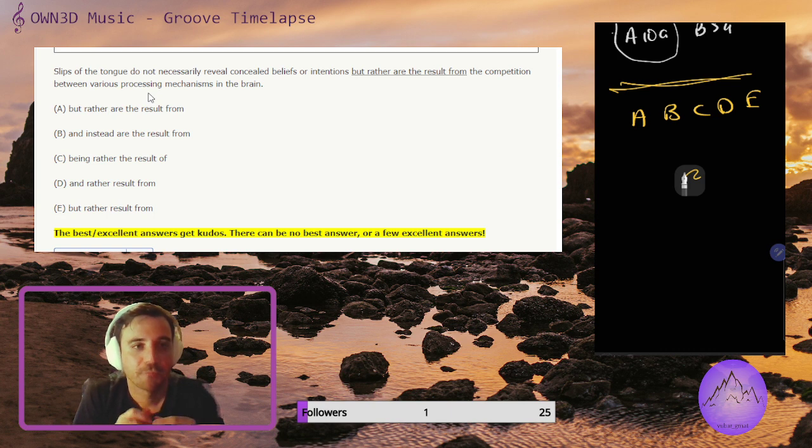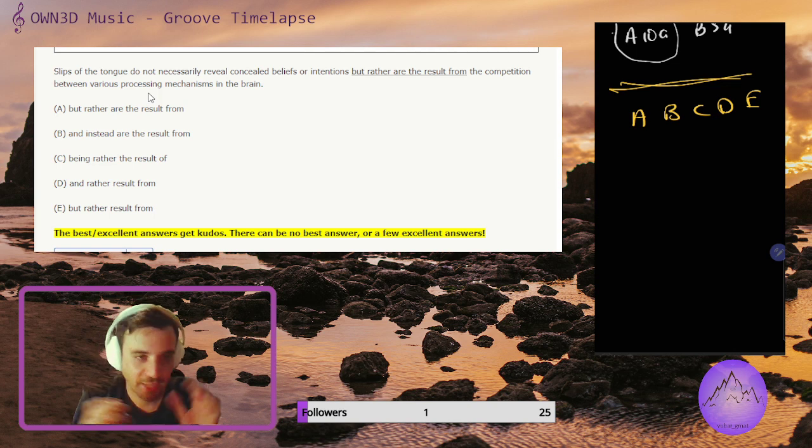C, being rather the result of. So here at least it is the result of. So that part I liked. So I looked at that and I thought, okay, well, I'll bench that for a second.